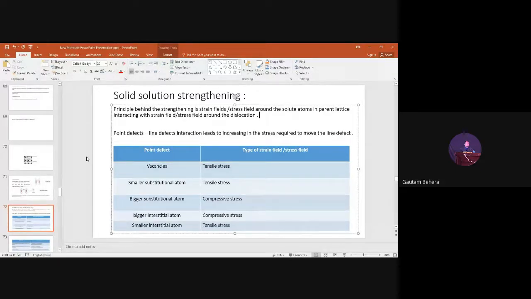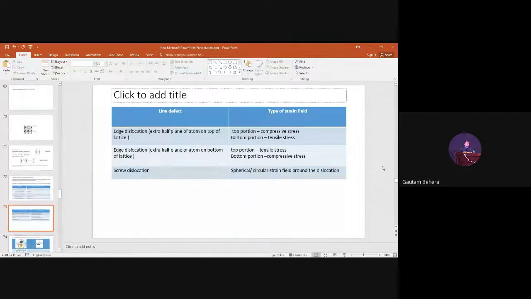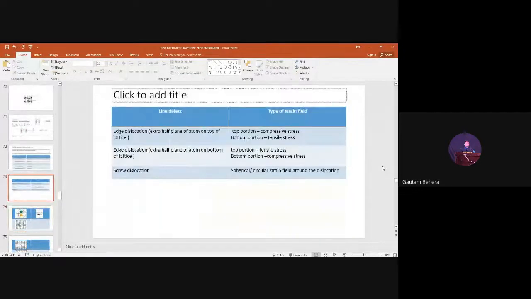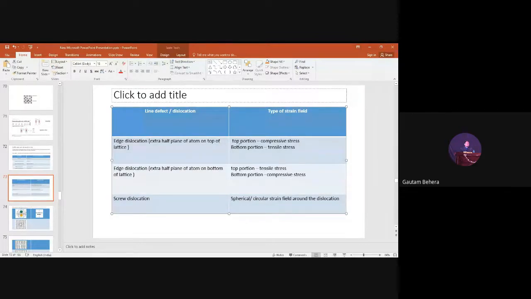What kind of field will be there around a smaller substitutional atom? Tensile. Very good. Line defect means you understand this is dislocation, basically edge dislocation. I have already explained it just before. Is this slide okay?